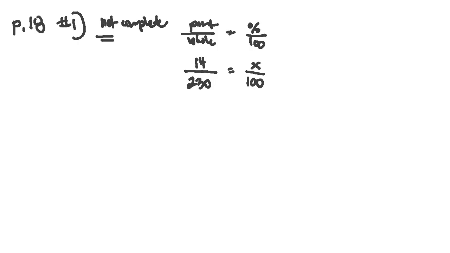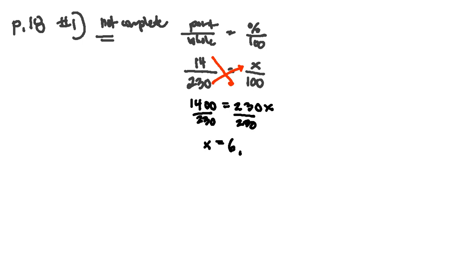I solve these by cross multiplying. So let's see. 14 times 100 is 1400. 230 times x is 230x. Divide both sides by 230. And I've got my calculator. Let's see. 1400 divided by 230 is 6.0869, and it continues. Now let's see if the book tells you how to round.